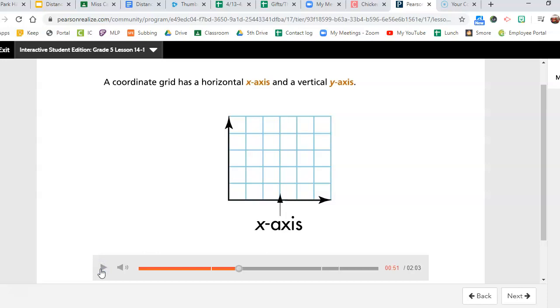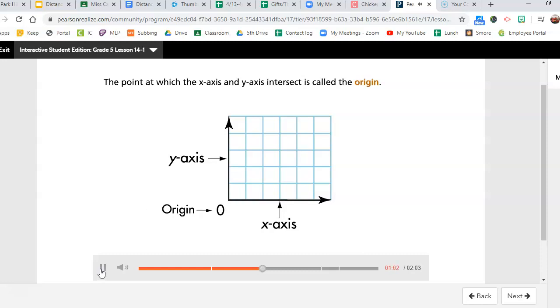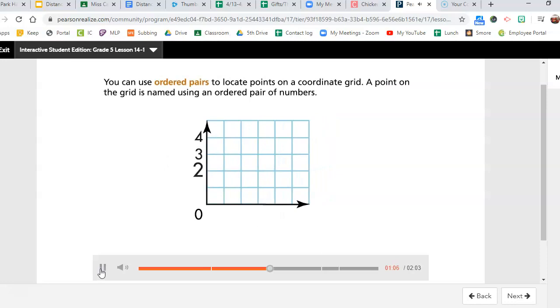So we have an x-axis, and that goes along the bottom. That is the horizontal, the x-axis. We also have a y-axis that goes up and down, okay? They intersect at a point called the origin. So where they meet in the corner is called the origin, and that is always 0.